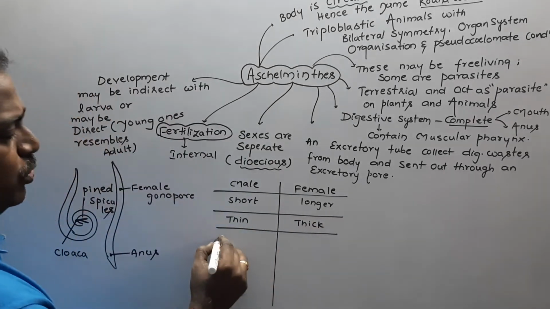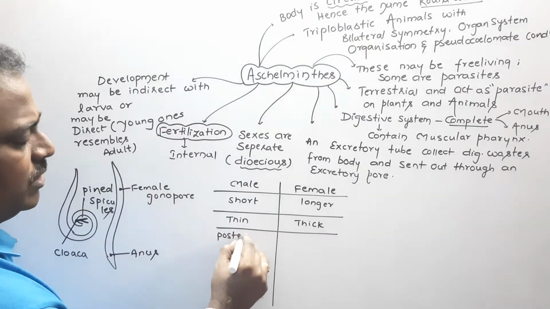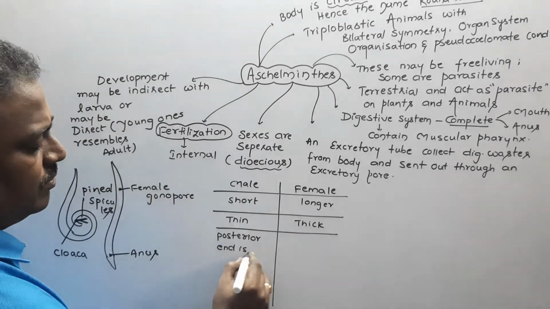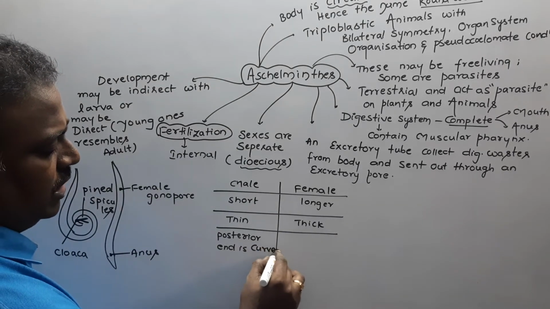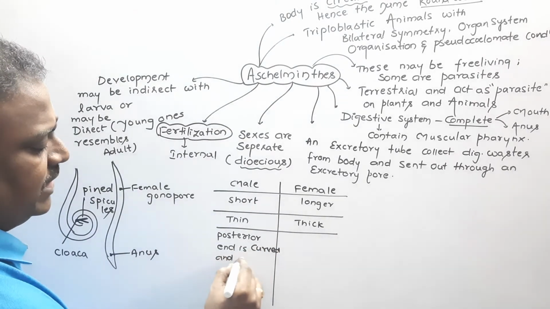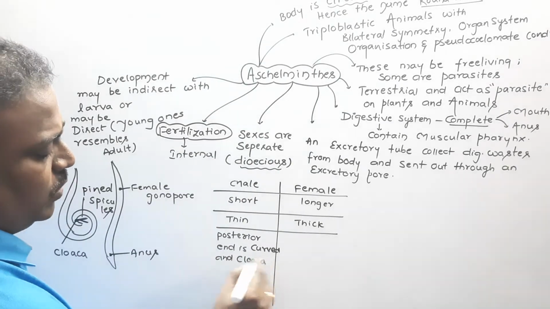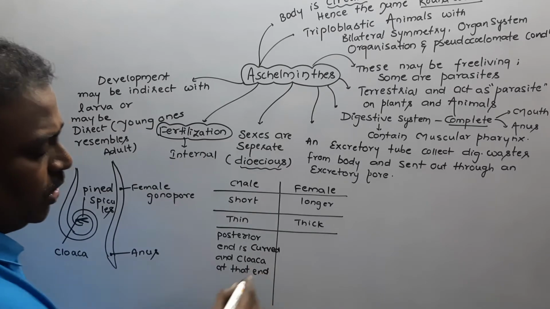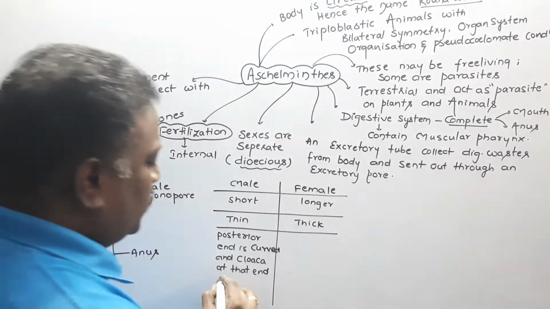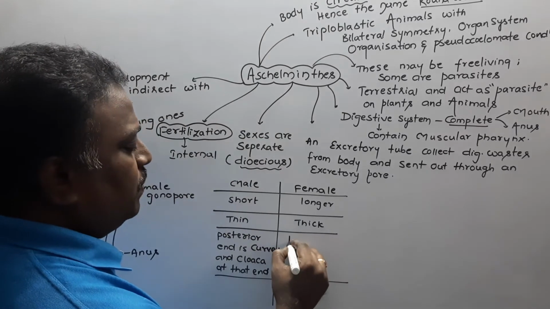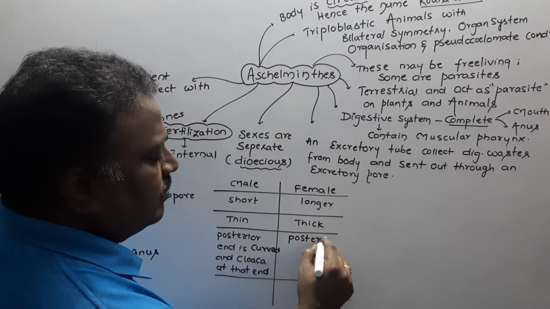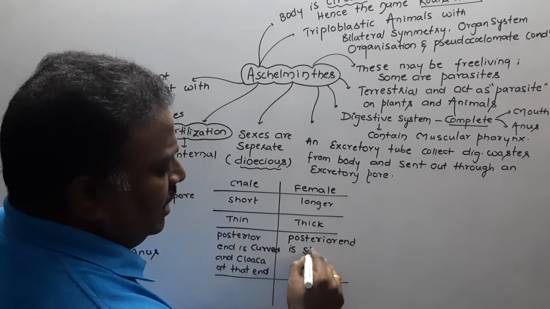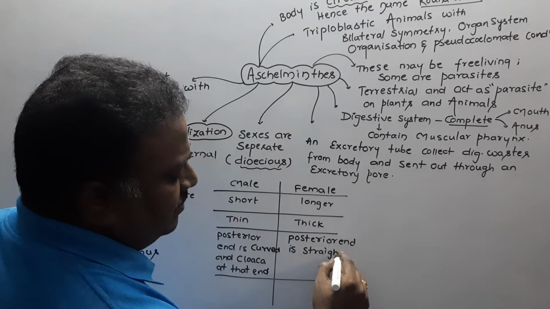Males' posterior end is curved. And do you know one thing? The cloaca is present at that end. What is the meaning of this? The cloaca is present at the curved end. And the female's posterior end is straight, and the anus is present at that end.